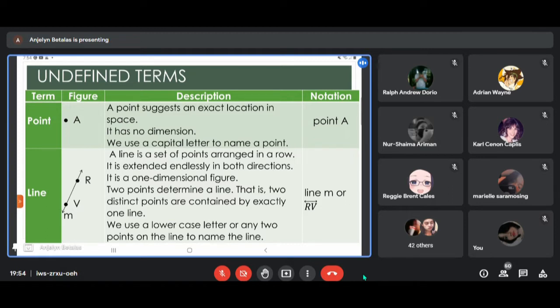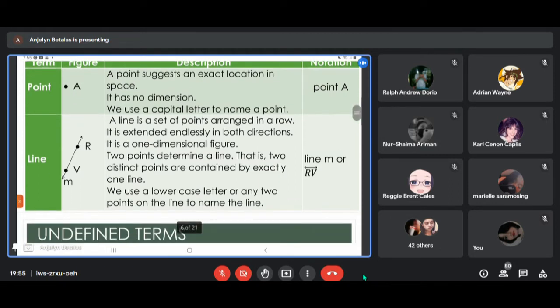So if you have many points lined up, they make a line. So it is a one-dimensional figure. Two points determine a line. You can have two points, and they determine a line. They determine a line, and that is, two distinct points are contained by exactly one line.